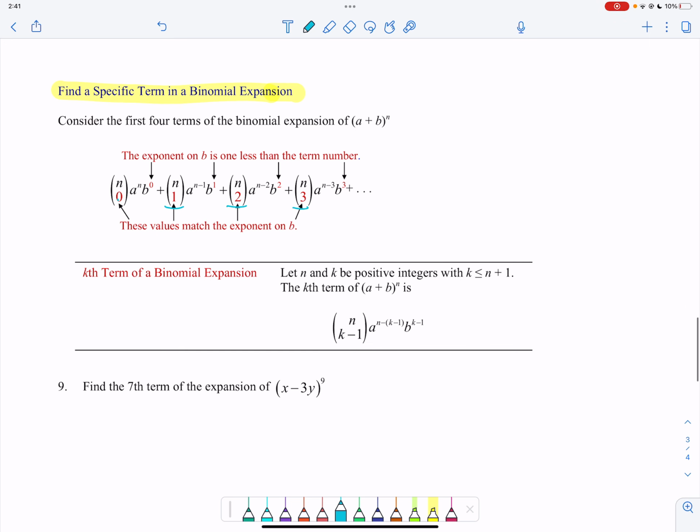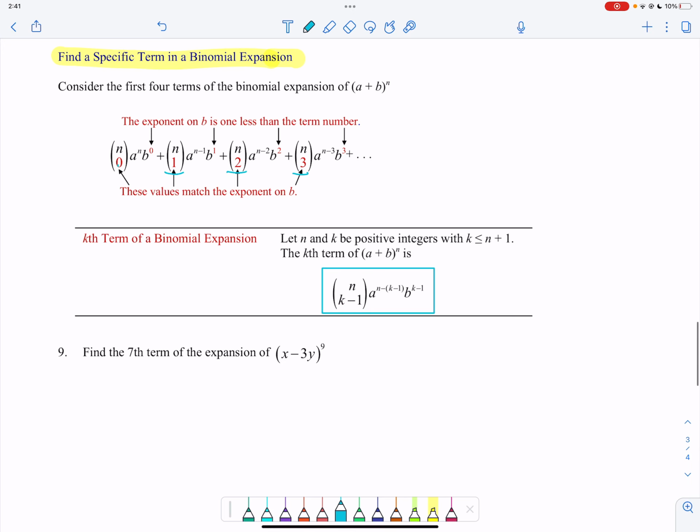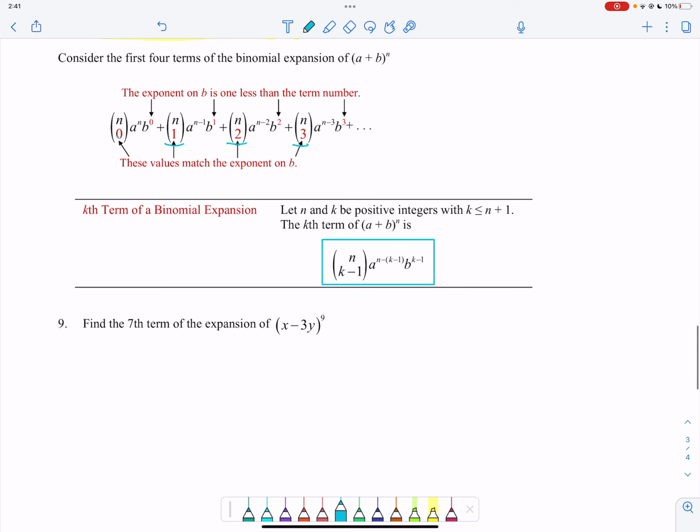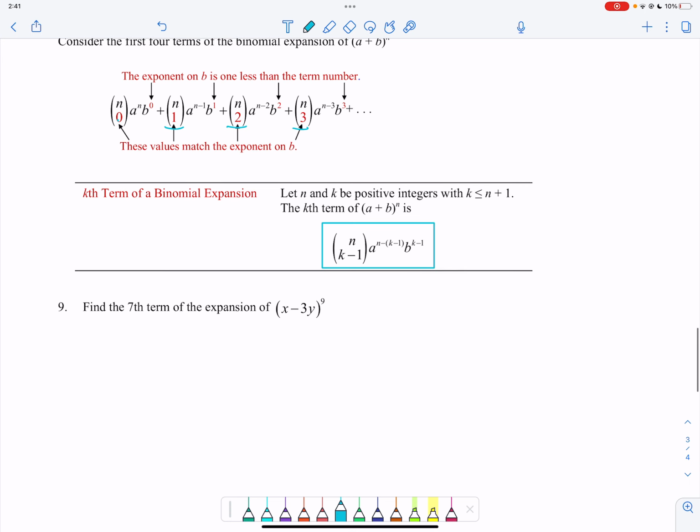Okay, so the kth term of binomial expansion is n choose k minus 1, and then we have this power of a, which is n minus k minus 1, and b is raised to the k minus 1. So let's give this a try. Find the 7th term. So k is equal to 7. That's what we're looking for, of the expansion of x minus 3y all to the 9th power. So n is equal to 9.